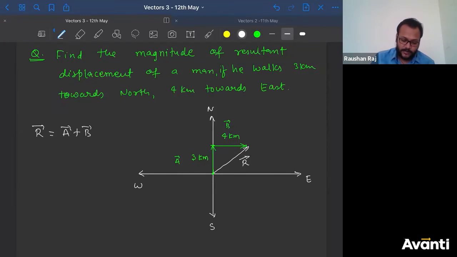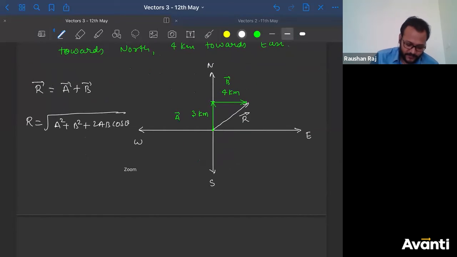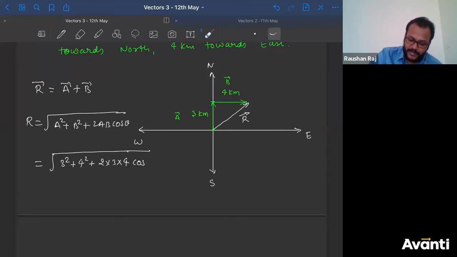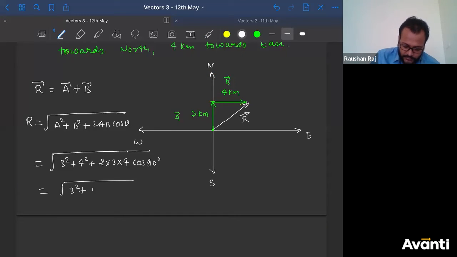Very nice, sir. Now tell me, what is the magnitude? So R is equal to... here you can also use the Pythagoras theorem, but right now we are studying the concept of vectors, so I'm not going to solve this using the Pythagoras theorem. I'm going to use the exact formula. So R is the square root of A squared, 3 squared, plus B squared, 4 squared, plus 2 into 3 into 4 into cos of the angle between A and B. If I extend A in the upward direction, what is the angle? 90. So 90 degrees. So square root of 3 squared plus 4 squared.